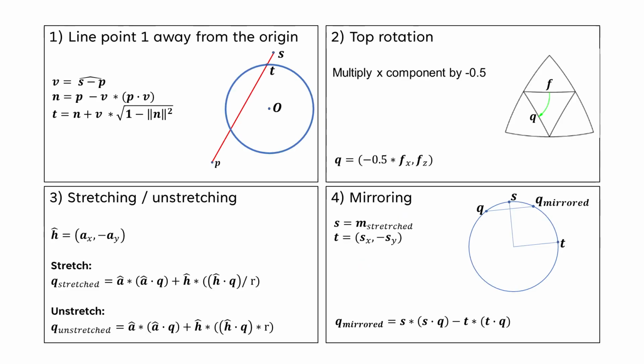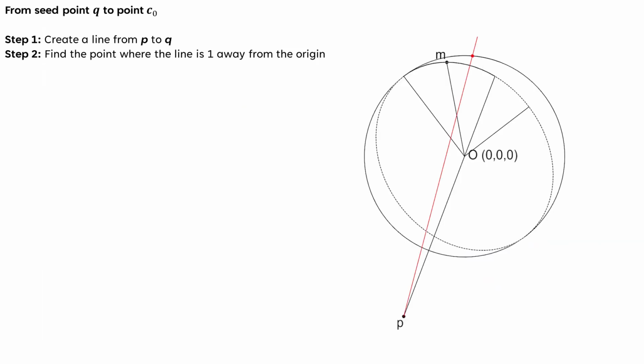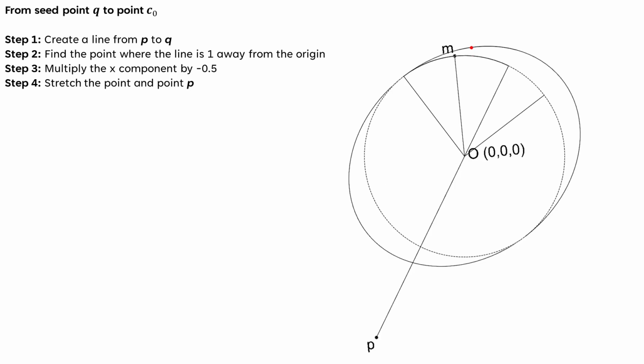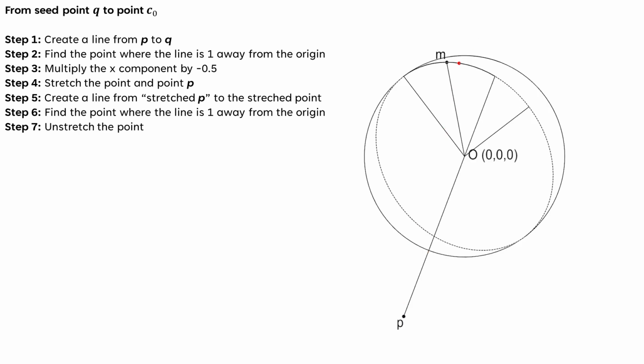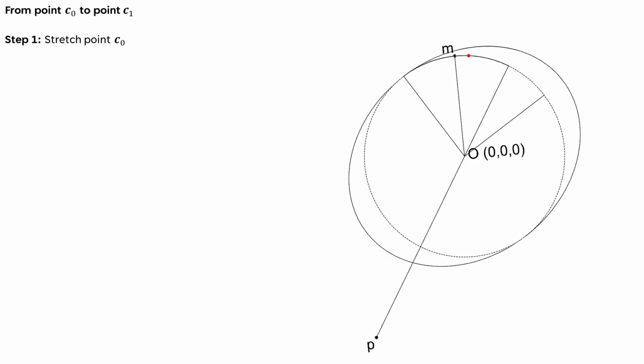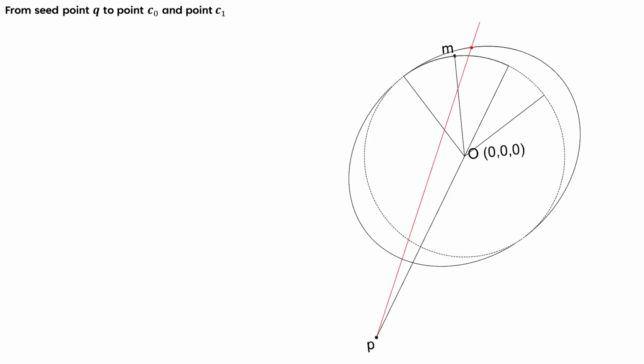Now that we have those tricks, let's apply them. Create a line from P to Q. Find point 1 away from the origin on that line. Multiply the x component by -1/2. Stretch the point. Create a line from stretched P to the stretched point. Find the point on that line 1 away from the origin and unstretch that point. To get the second point, stretch point C0, mirror the point and unstretch it. We can do both at the same time to get both points at once.